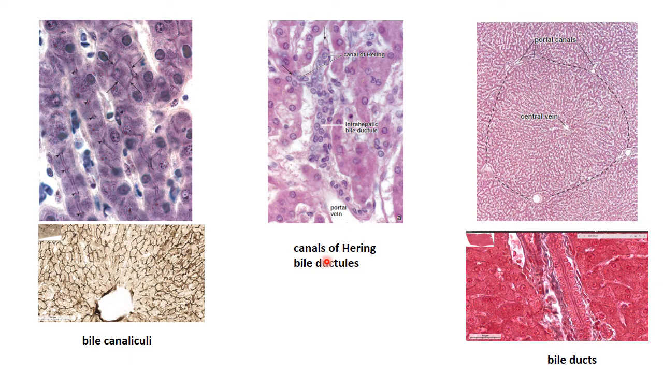These bile canaliculi will then form the canals of Hering, where the lumen of these canals is formed from two types of cells, hepatocytes and cholangiocytes. The cholangiocytes are the main cells that form the lining epithelium of the biliary tree. So here is the connection between the bile canaliculi and the canals of Hering.